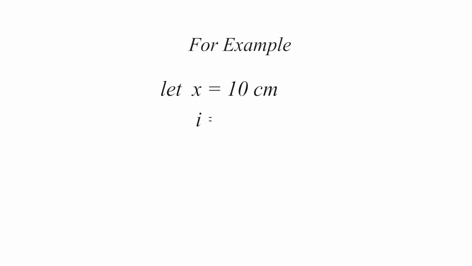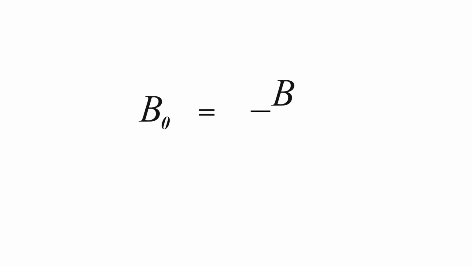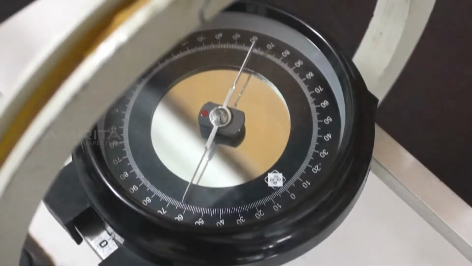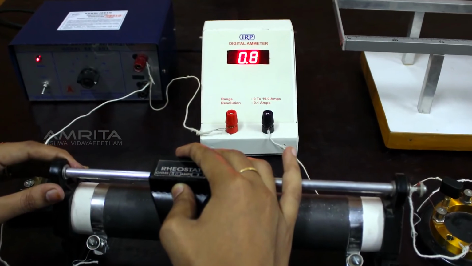By knowing the theta values and B values at different points, we can calculate the horizontal intensity of Earth's magnetic field B0 using the equation B0 is equal to B the whole divided by tan theta, which is a constant. The experiment can be repeated for different number of turns of the coil and for different currents.